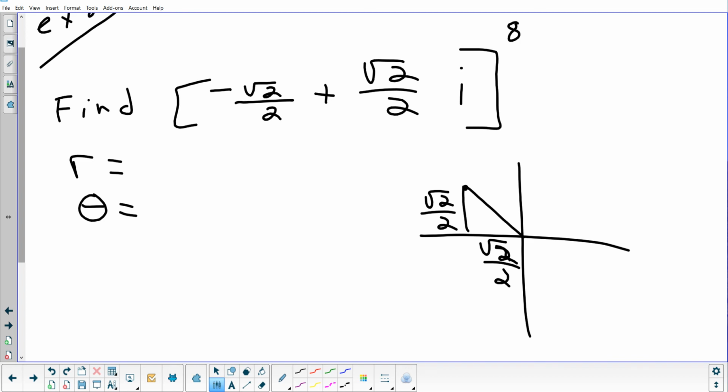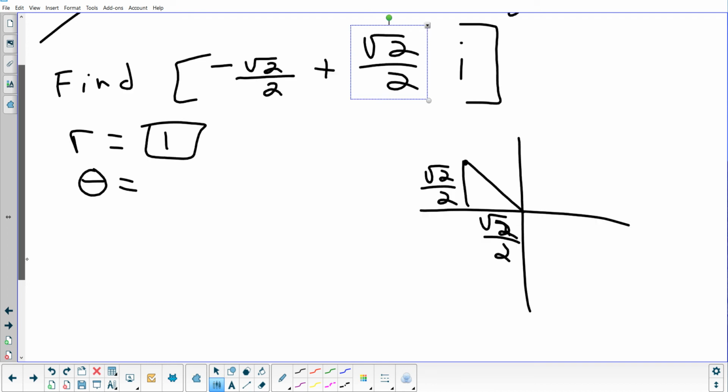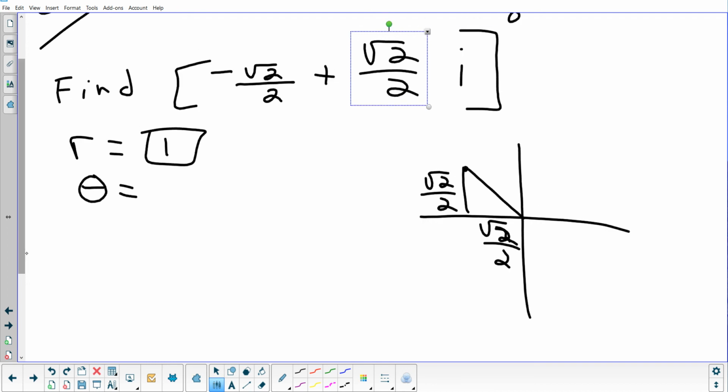Anyone remember what we got when we did Pythagorean theorem for the radius on that one? 1. Because this was 2/4, because when you square it, the negative goes away. So 2/4, this is another 2/4, and when you add 2/4 and 2/4, that's 4/4. Take the square root of 1. Okay, so we've got our radius. And now, let's find our angle.